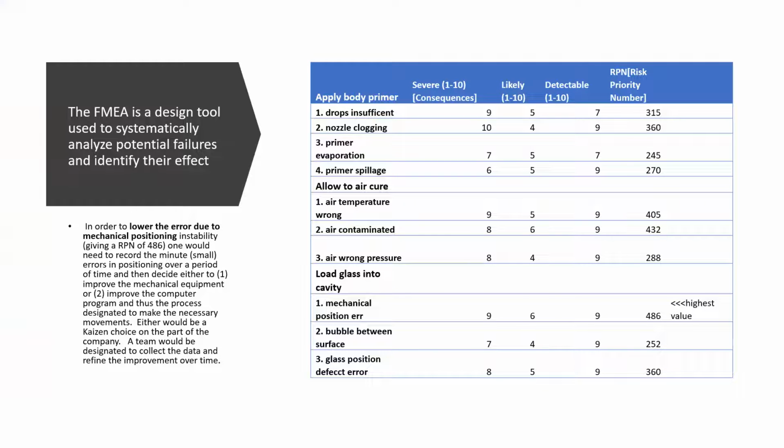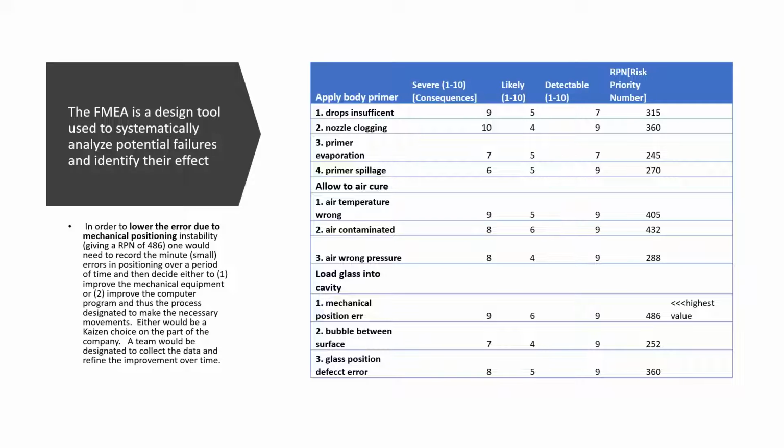All right, next we'll do an FME, or error analysis. The FME is designed to systematically analyze potential failures and identify their effect, right? So there are several different categories. This list is actually bigger than it appears. Right, and the way it is scored is from severe, likely, detectable, and then finally gives you a risk priority number.